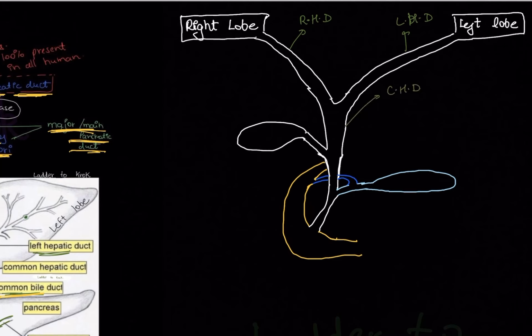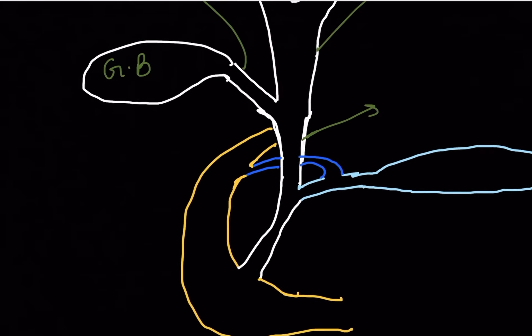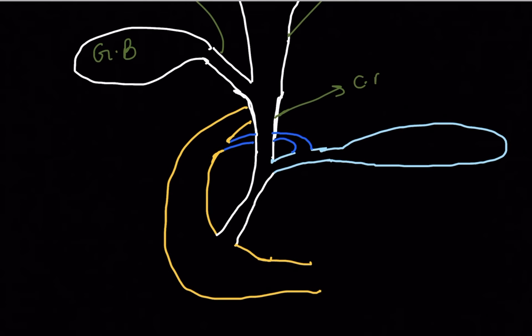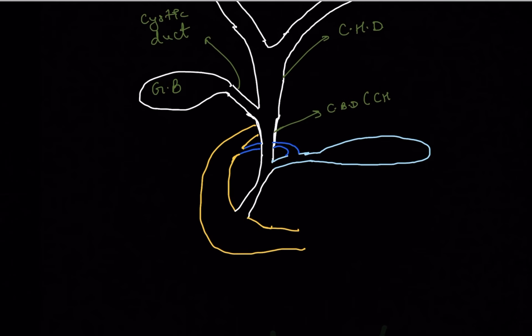Common hepatic duct. This is your gallbladder, and the gallbladder opens by what? I already told you. Cystic duct. And after the cystic duct opens, what do we call this part? After this cystic duct opens into it, it is the common bile duct. Common bile duct is formed by what? By the joining of CHD, common hepatic duct, plus the cystic duct.